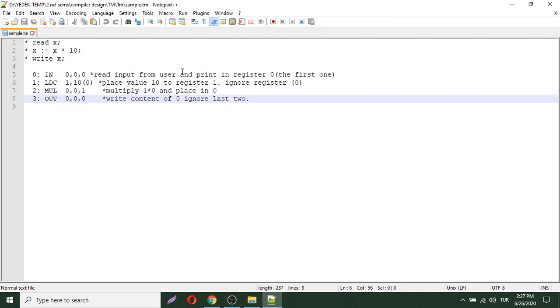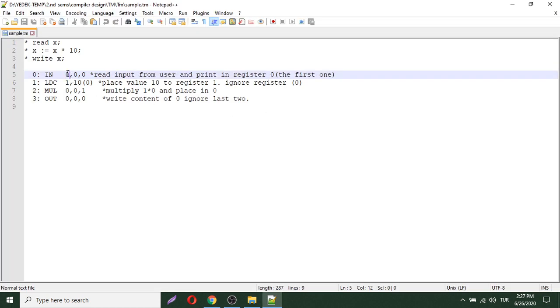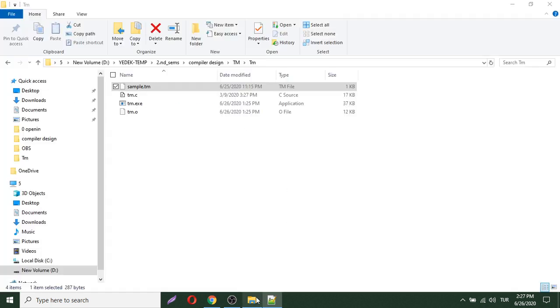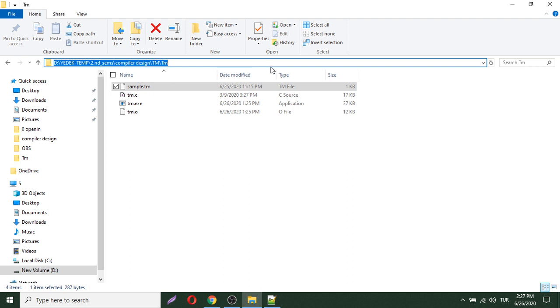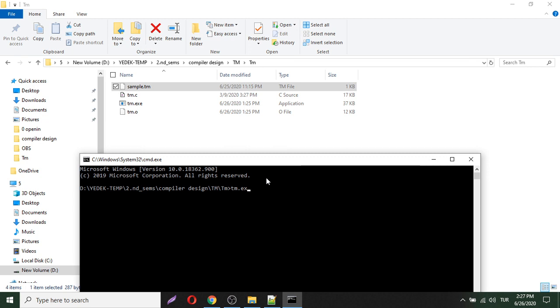So you see in here, this is the way we read from user. It says read an integer from stdin and place result in R1, ignore R2 and R3. So this is our register. By the way, I didn't mention in the previous video, in here we have 7 registers. Even we can show the registers, how many registers we have. We have 7 registers, but the 7th register is called also PC, and you are not using that one.